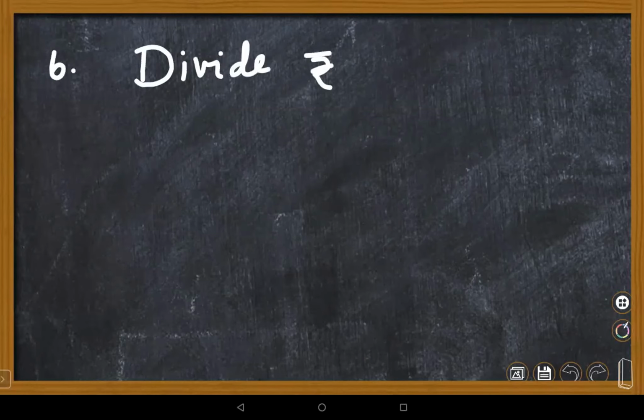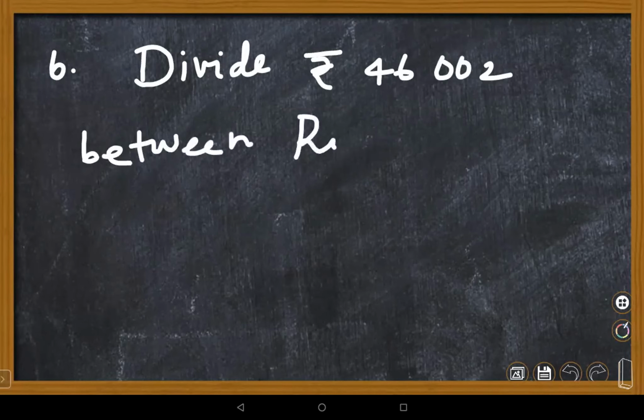Next question: divide rupees 46,002 between Ritvik and Raghav.